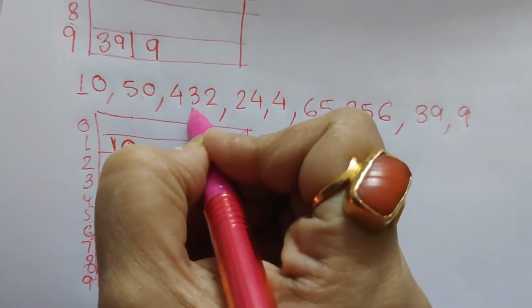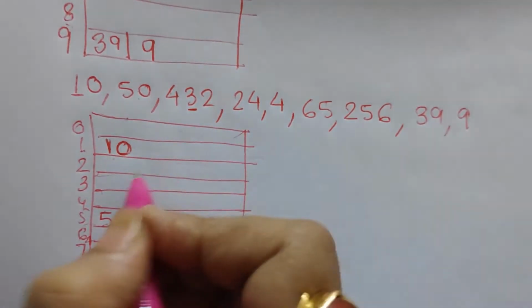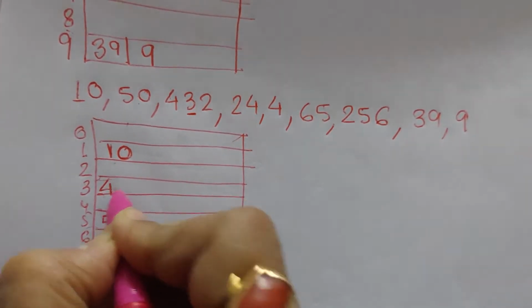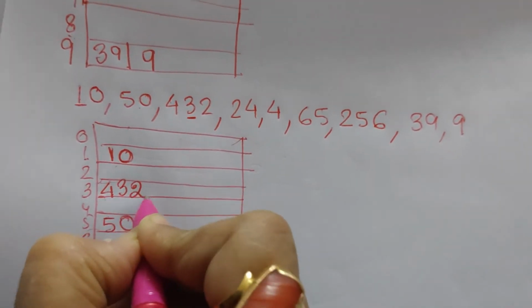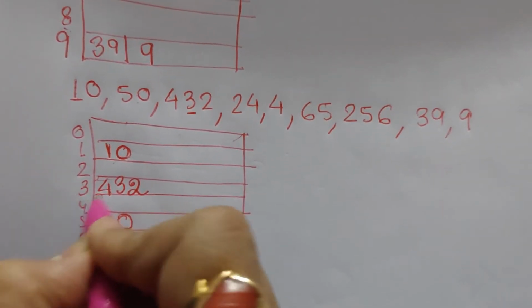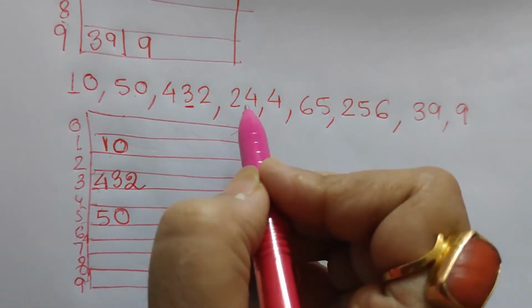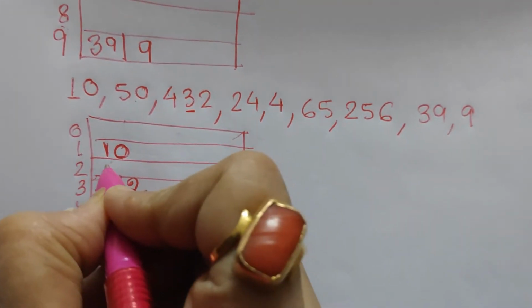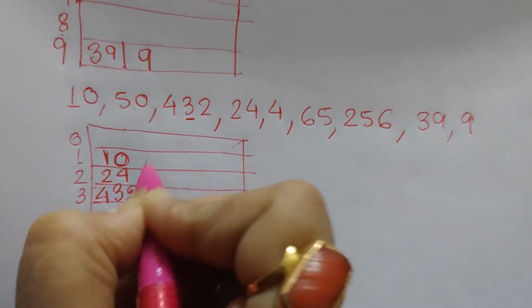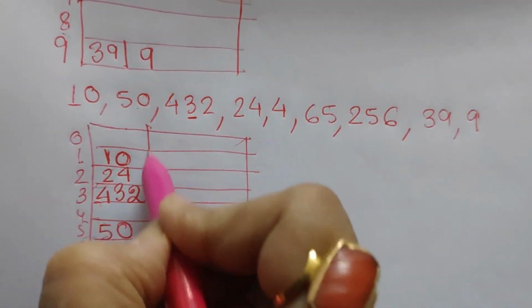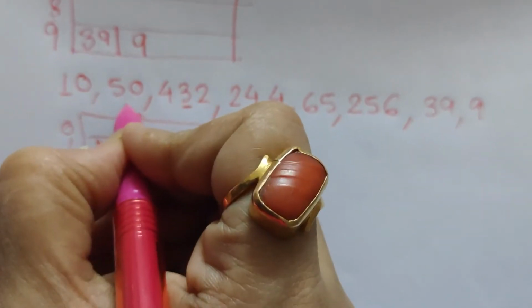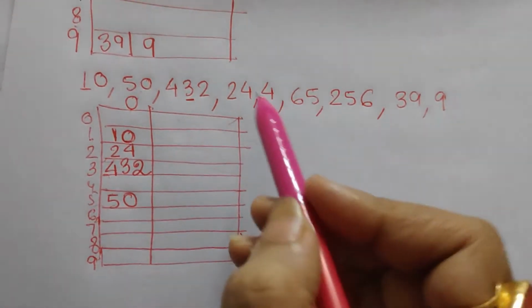432, the tens place is 3. So it will be put as the 0th element of the row that has got 3 as the number. 24 will be inserted in the second row. All these are 0th elements of the rows.